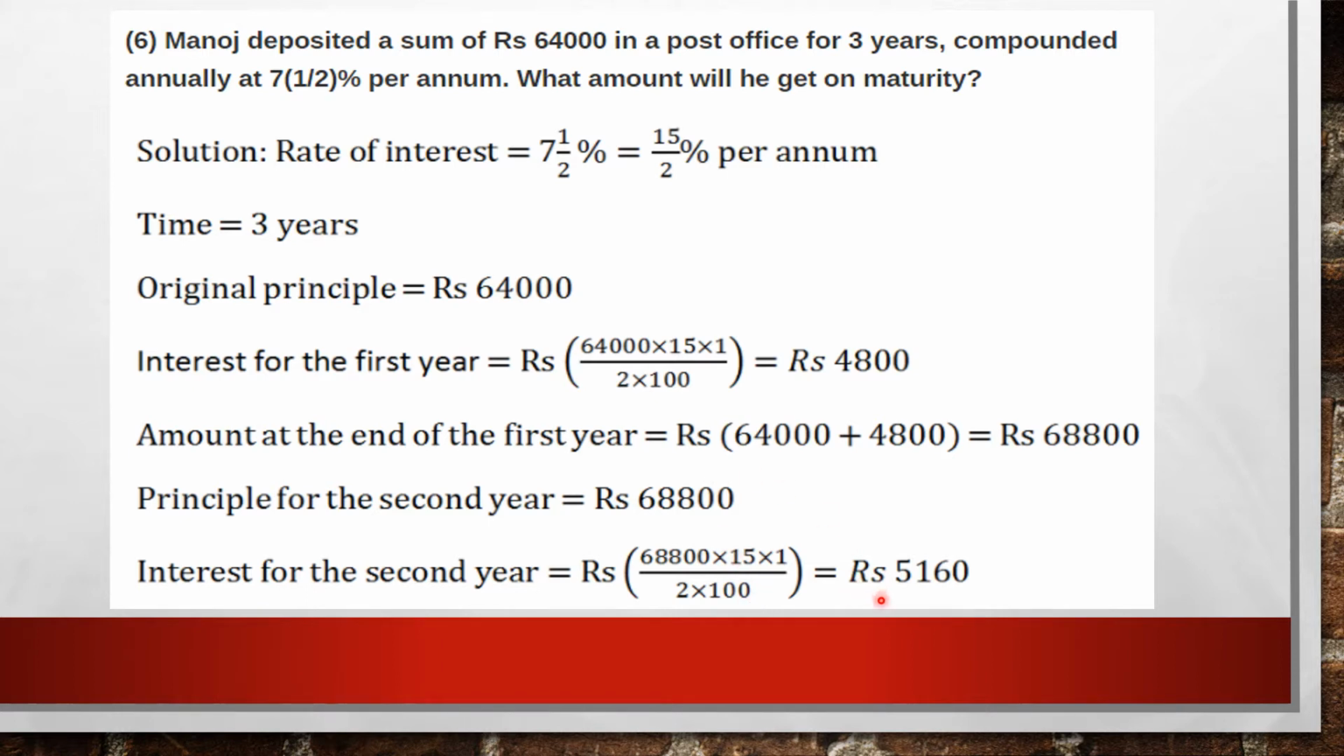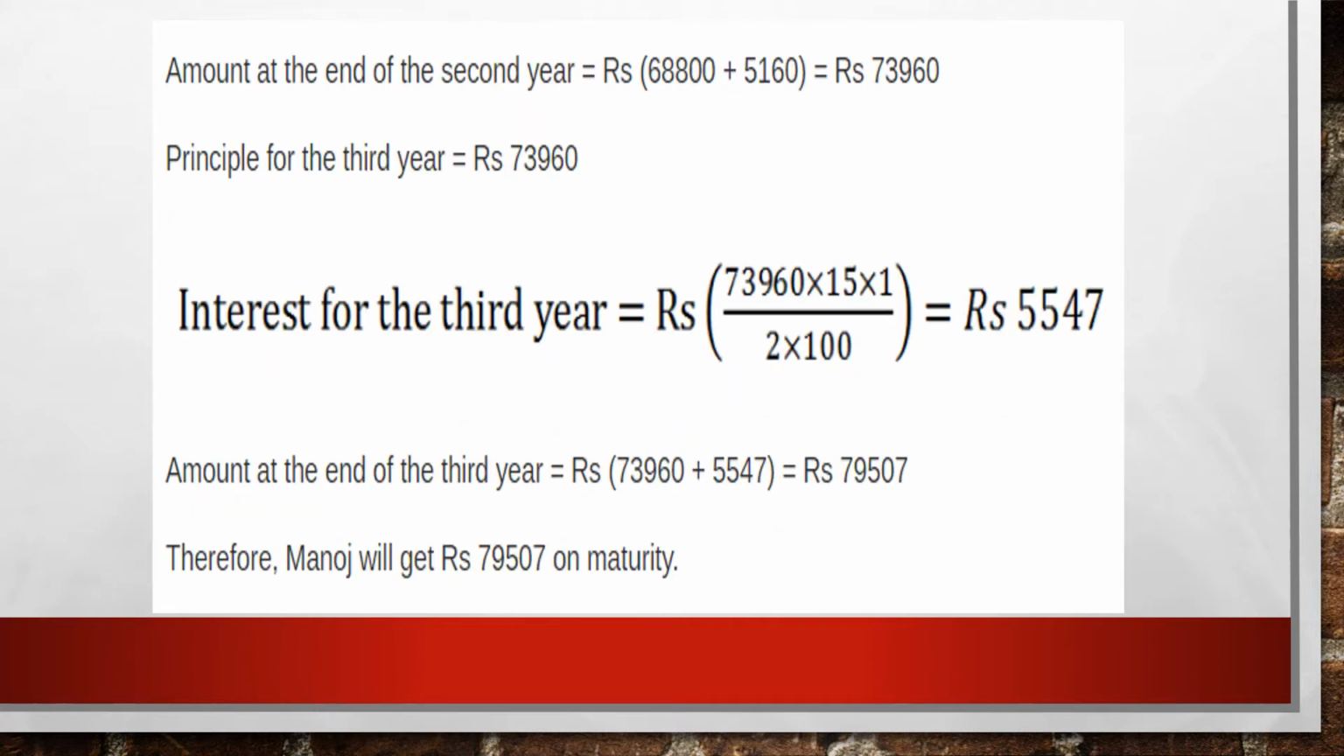Now we take the same amount, the principal amount into 15 by 2, the 2 comes to the denominator, into R by 100. So the number of years here is 1 year. For every year, the interest has been calculated. So we get 5,160. The amount at the end of the second year becomes the principal amount along with the interest, 73,960. Principal for the third year is 73,960.